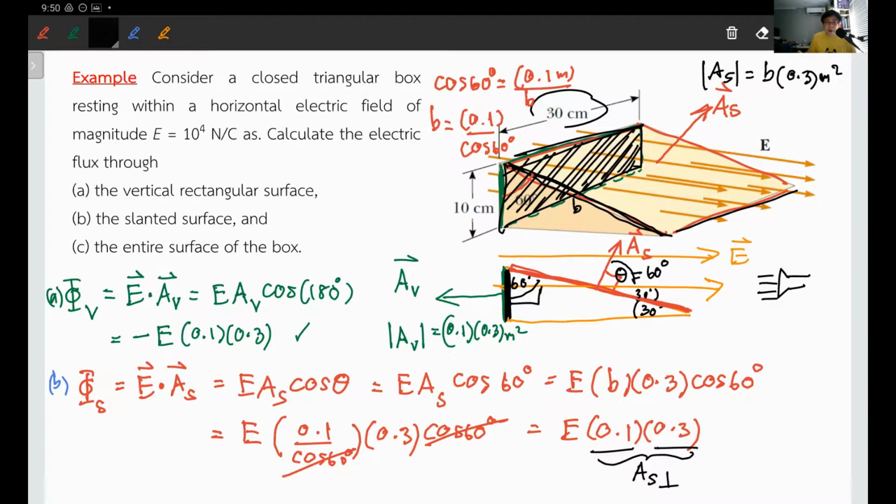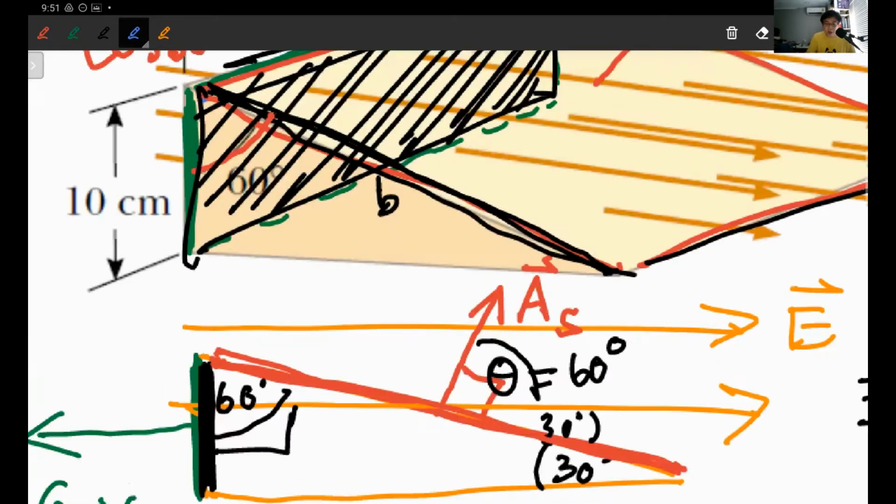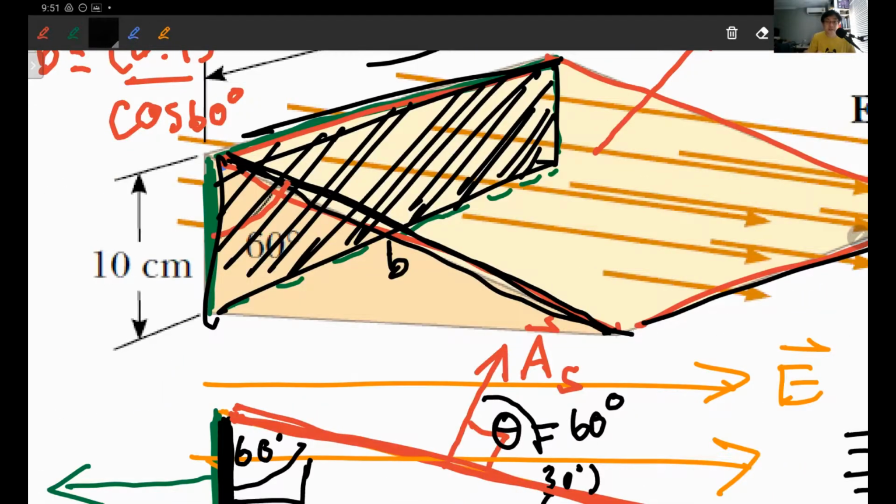So I think we're done for part B. Now part C. Part C will be fine now, because can you tell right away what happened on the entire surface of the box? What do you think? If you want the entire surface, very nice, 0. Even though you have a couple more surfaces to think about, they contribute nothing to the flux because the front surface has no penetration.